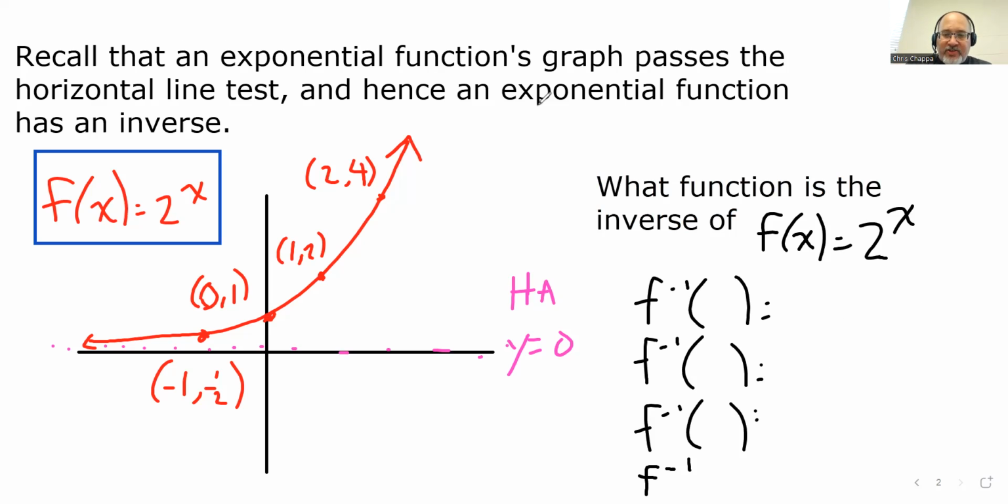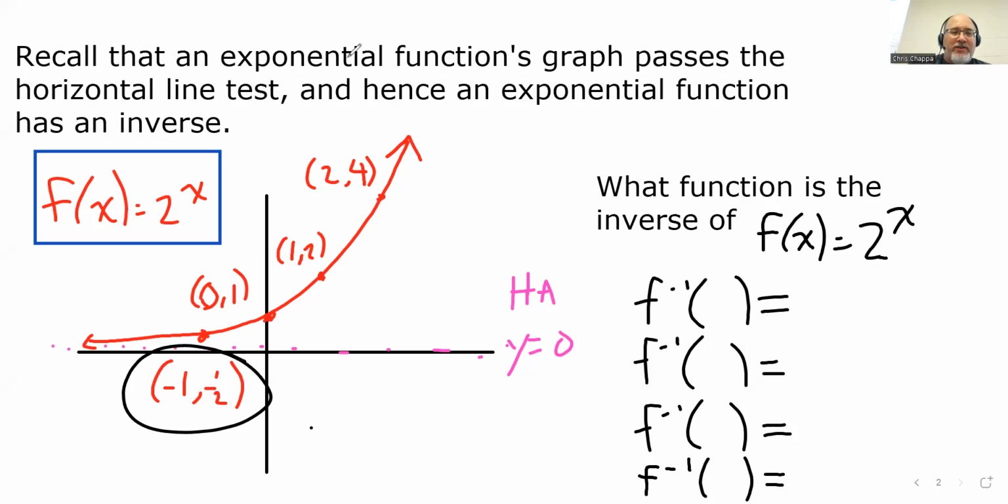But here's what I know about this inverse function. It should reverse everything that happened on these 4 dots on the graph. For example, the leftmost dot is -1, 1/2. I'm getting my equal signs cleaned up. The leftmost dot is -1, 1/2, which means when I put -1 into the original function, I get out 1/2. My inverse should reverse the process. My inverse should start with the 1/2 and give me back the -1.